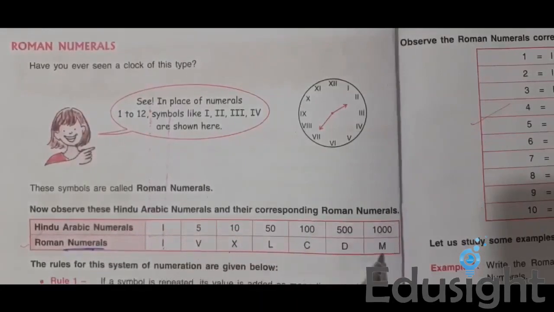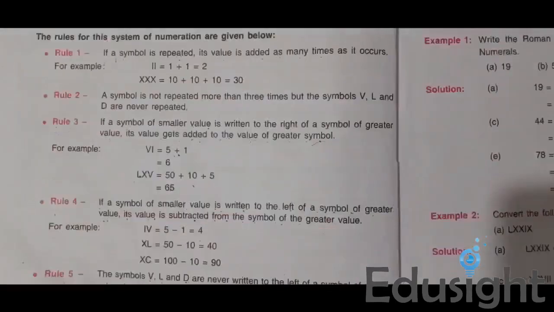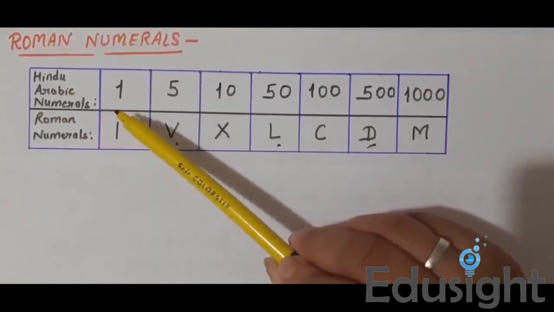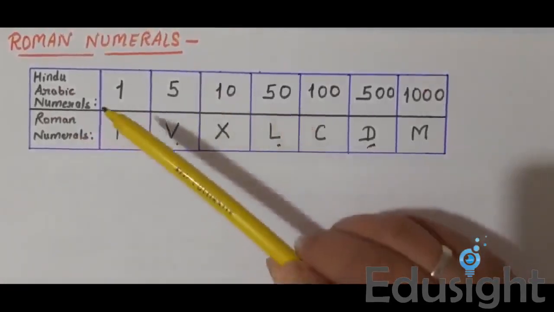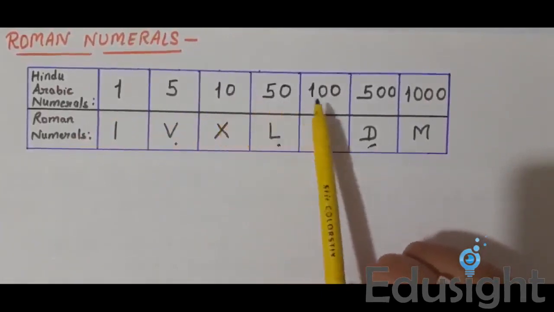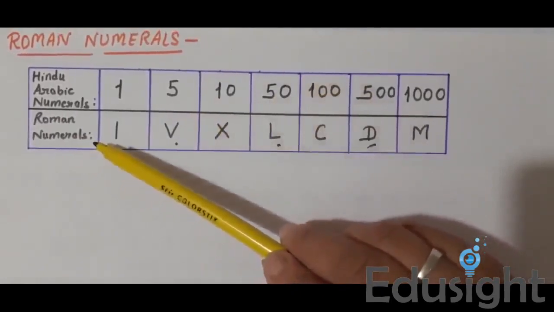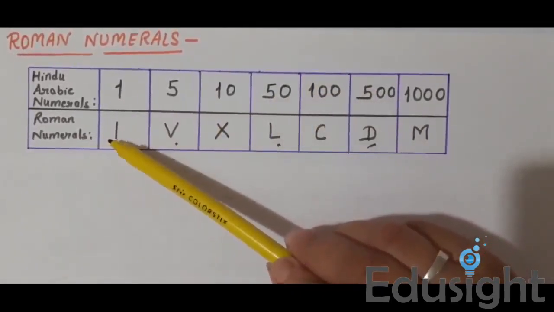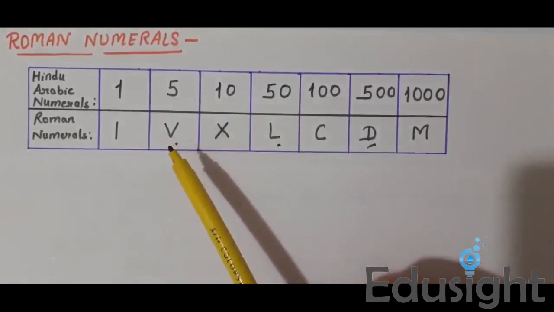These Roman numerals are fixed for certain numbers. Right? So, let us study these first. There are Hindu-Arabic numerals, that is, simply counting numbers. 7 counting numbers are there: 1, 5, 10, 50, 100, 500 and 1000. And corresponding to these, there are fixed Roman numerals. You have to keep in mind this table to do the questions or to convert a number into a Roman numeral.